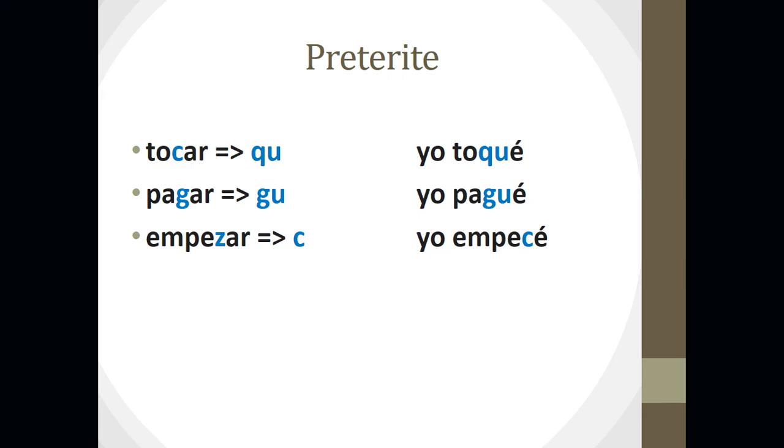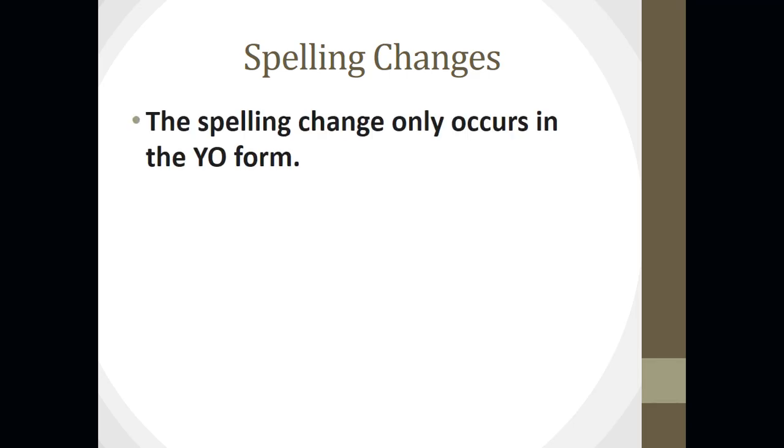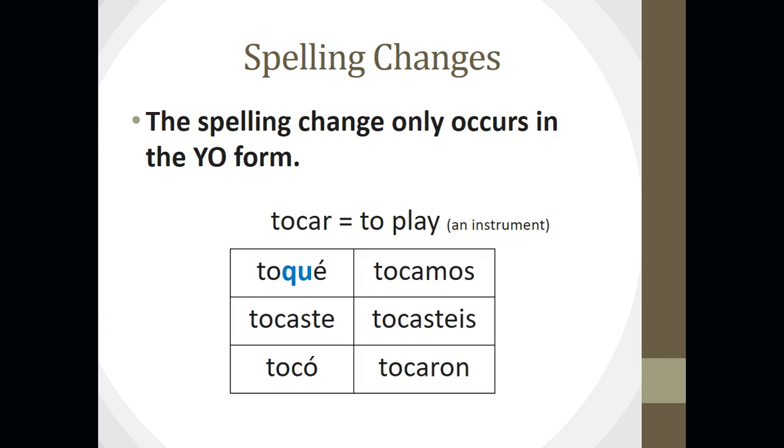Okay, on your note guide, you've got some verbs to conjugate. Let's look at tocar. Tocar is a CAR verb. You know you're going to have to change your C to a QU in the yo form. Its conjugation will look like this. Toqué, tocaste, tocó, tocamos, tocaron. Okay, you're welcome to write down the vosotros here, but you don't have to. That's just there for curious minds.